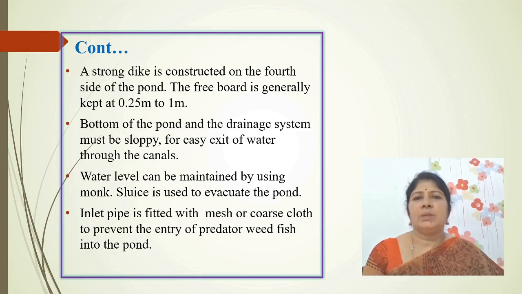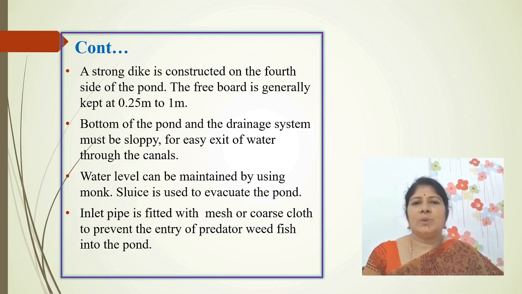Monk is used to maintain the water level in a pond, whereas sluice is used to evacuate the pond. Bottom of the pond as well as the drainage system must be sloping for the easy exit of the water through the canals. Water inlet pipe is fitted with a coarse cloth or a mesh to prevent the entry of predator weed fishes into the pond.